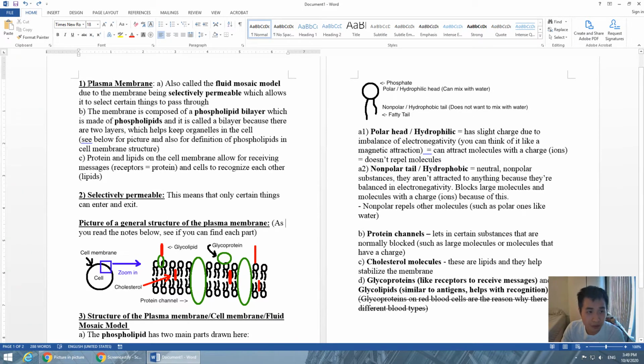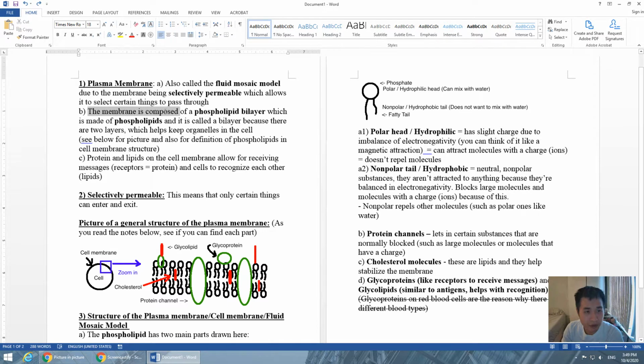So the cell membrane is also called the plasma membrane, and it's also called the fluid mosaic model. A mosaic is just something that's made up of many different components, right? And so the cell membrane is also made up of many different components. Depending on what is in the cell membrane, that's what makes it selectively permeable. Selectively permeable means that only some things can enter and exit the cell. Once again, the cell membrane is around the cell.